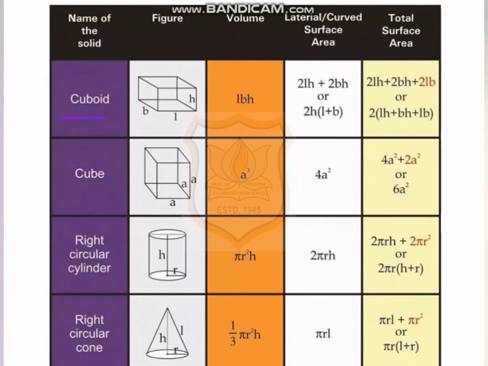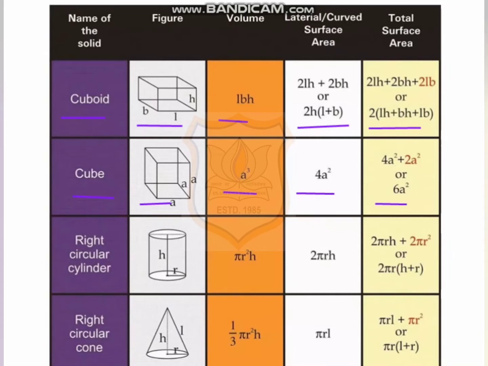First of all, the object name is cuboid. The figure of the cuboid is shown here. The volume is LBH. Lateral surface area or curved surface area is 2H(L plus B), and the total surface area is 2(LB plus BH plus HL). In the same way, for a cube, all sides are equal, so the volume becomes A cube. Lateral surface area is 4A square, and the total surface area is 6A square.